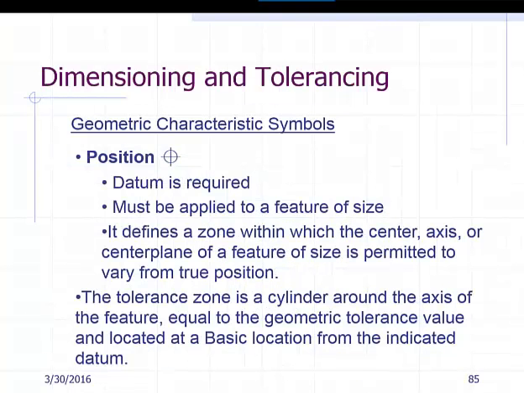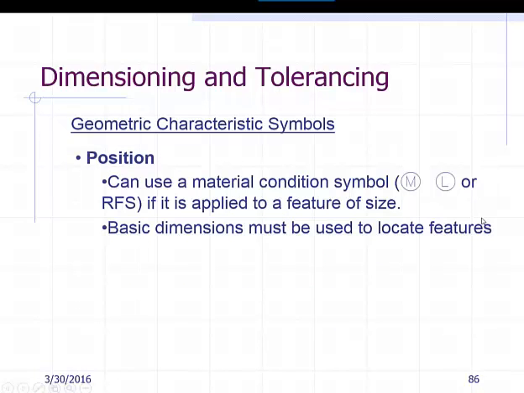So the position symbol you can see is there, and typically we'll be applying this to features of size, typically cylinders and holes, and we'll be locating them relative to other datums. So we'll be calling out datums on these as well. This particular one has a circular shape, kind of like when we were calling out the straightness of an axis. So we'll be using the diameter symbol for the position as well. And we'll talk about some of the symbols again as we go through here.